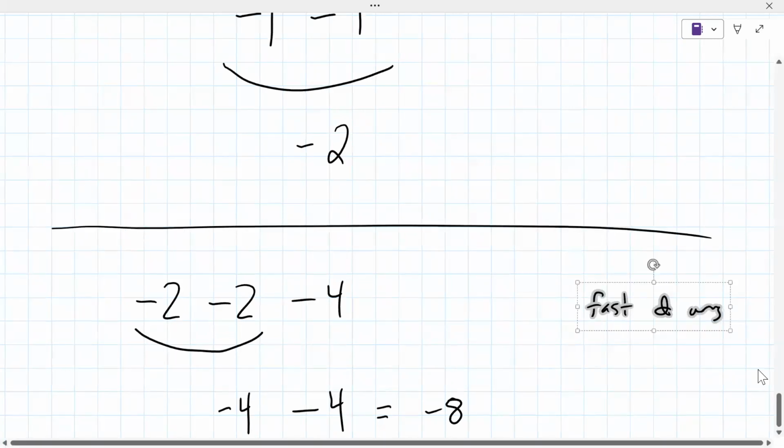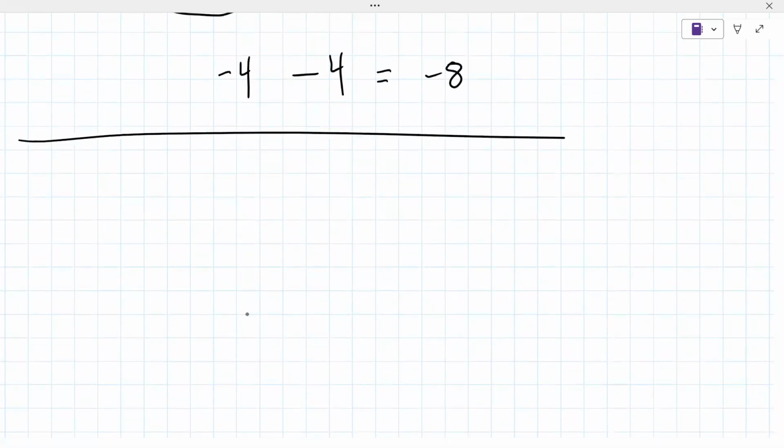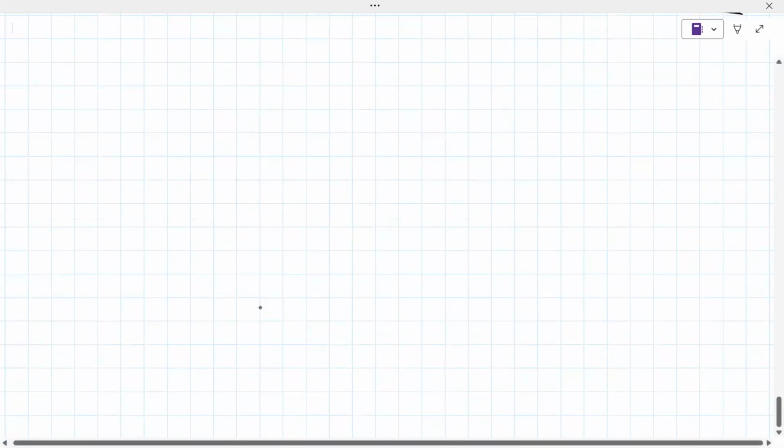So yeah, we'll do a few more here. I'm just gonna put up one of my sayings, which is: fast and wrong is still wrong. We don't want to be fast. We want to be right. Slow and right is way better. So let's try a few more here. 5 minus 4 minus 6.